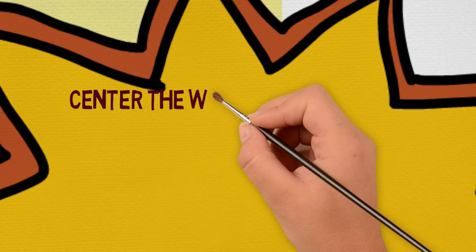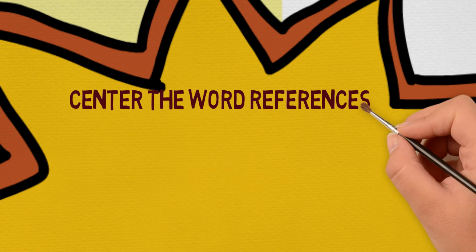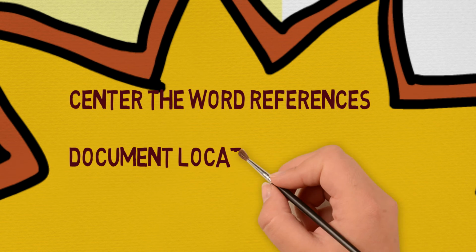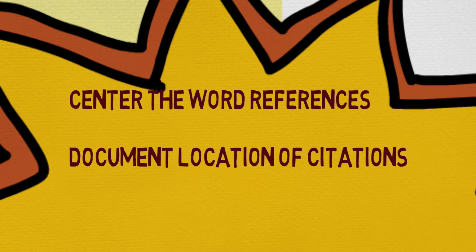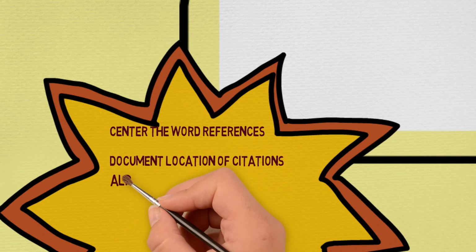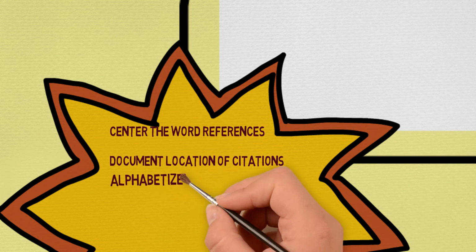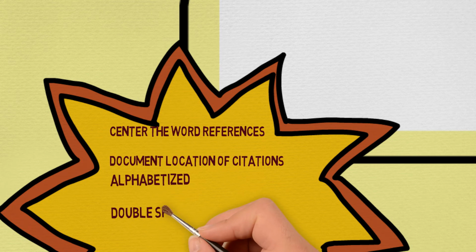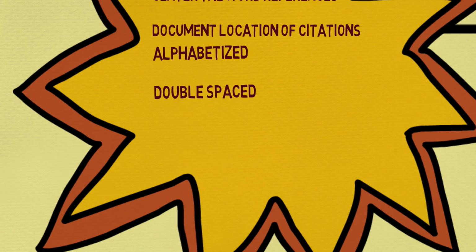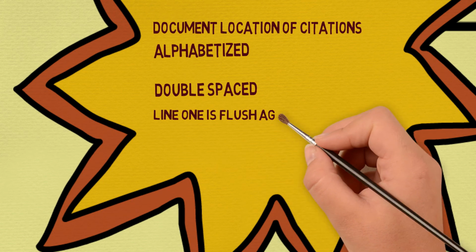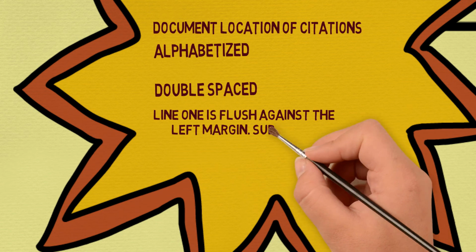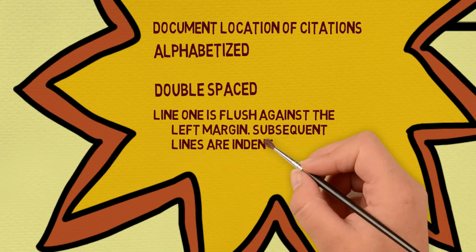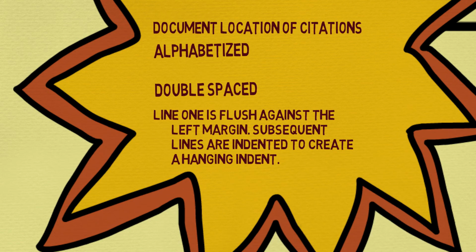The reference list at the end of your document should have the pertinent information for every in-text citation used. This document will provide a way for the reader to locate the writings of others which you have used. The word references should be centered as the title, double-space your entries, alphabetize. Line 1 of your entry is flush against the left margin, and line 2 and subsequent lines are indented, creating what is referred to as a hanging indent.